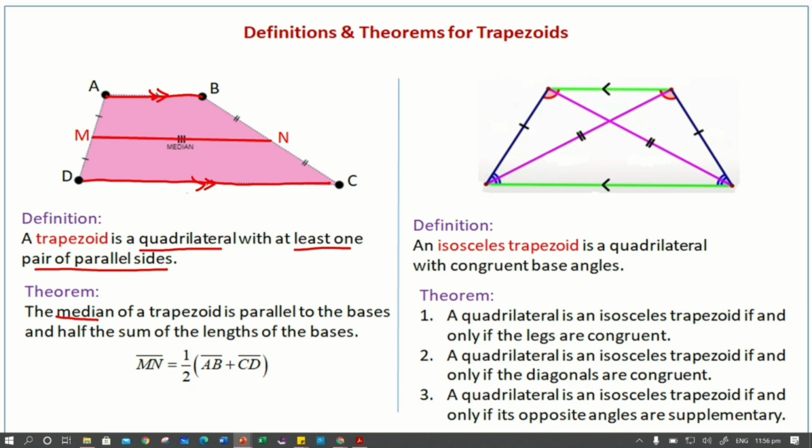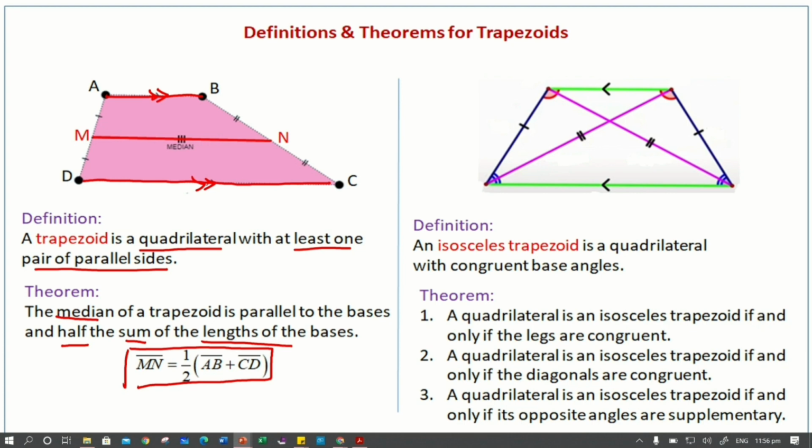Now, to solve for the measure or length of segment MN, what we need to do is simply get the sum of the two bases, which is AB and DC, and get half of it. That is why it states here that the median is half the sum of the lengths of the bases. So in this figure, our equation is segment MN is equal to 1/2 the sum of segment AB plus segment DC. Later on, we're going to solve examples on how to find the median of a trapezoid.